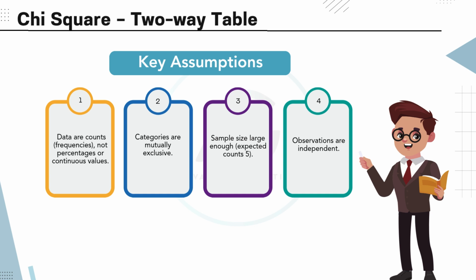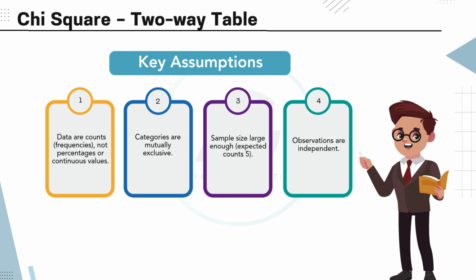One, data must be in the form of counts or frequencies. We are working with the actual number of occurrences in each category, not percentages or continuous values. For example, we're counting how many people chose each response option, not the average of something. Two, categories must be mutually exclusive. Each observation should belong to one and only one category. There should be no overlap. If a person falls into two categories at once, the results will be invalid.